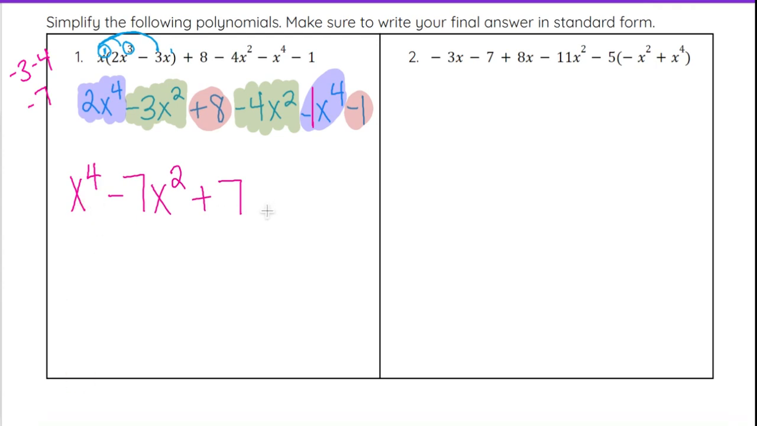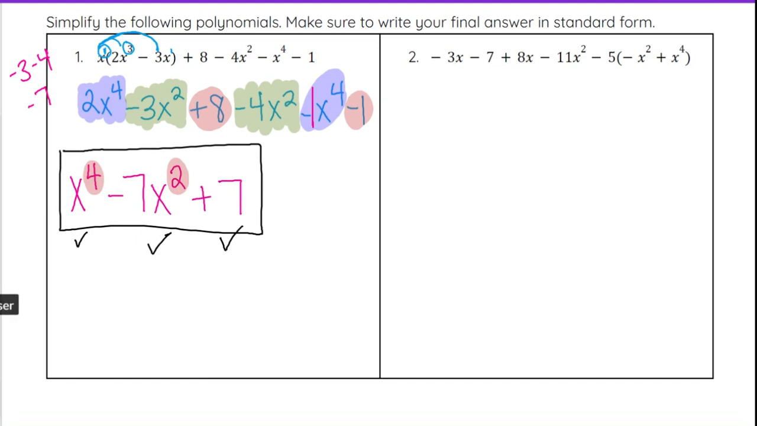Now we have no more like terms, so this is combined fully, and we want to check to see if it's in standard form. So the highest exponent on any of the variables is going to be a 4, which means that should be our first term. Then we have a 2, which will be our next term, and then our constant is last. So this is in standard form, so that would be your final answer. So let's take a look then at number 2.